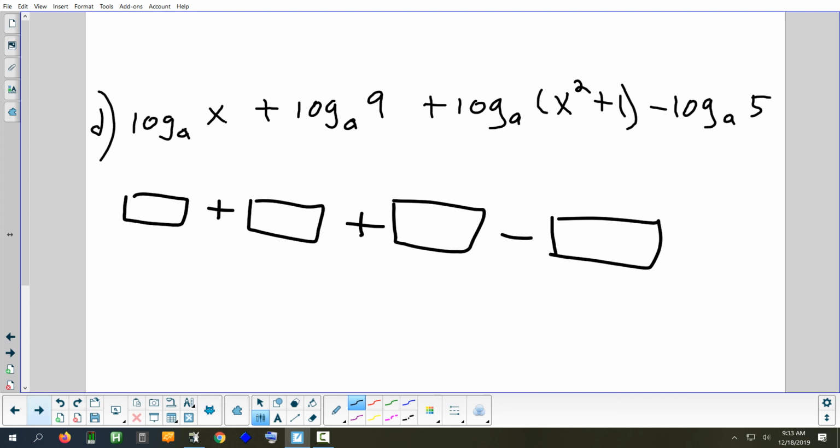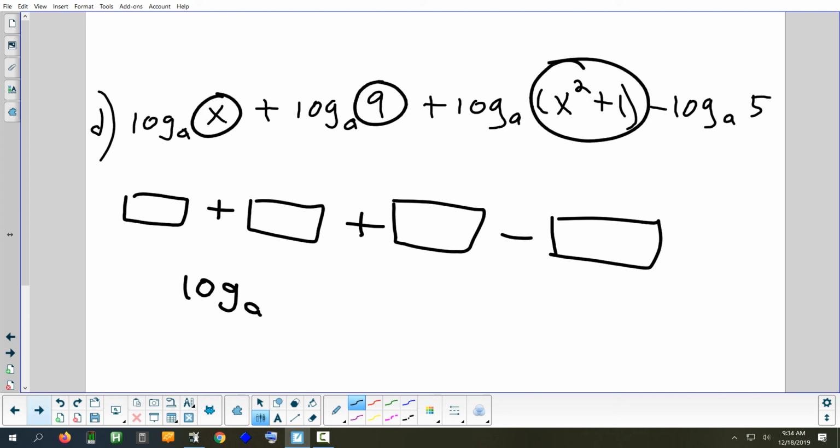When I combine this into a single log, Andrew, what's my base going to be? Your base is going to be A. My base is going to be A. Now, the first 3 are addition. How do you combine addition? What does it turn into? Yeah, multiplication. This times that. So the way I'm going to write it is 9 times x times x squared plus 1. Here's the first 3. 9 times x squared plus 1. I didn't want to write x9 because we normally put the number in front, 9x.